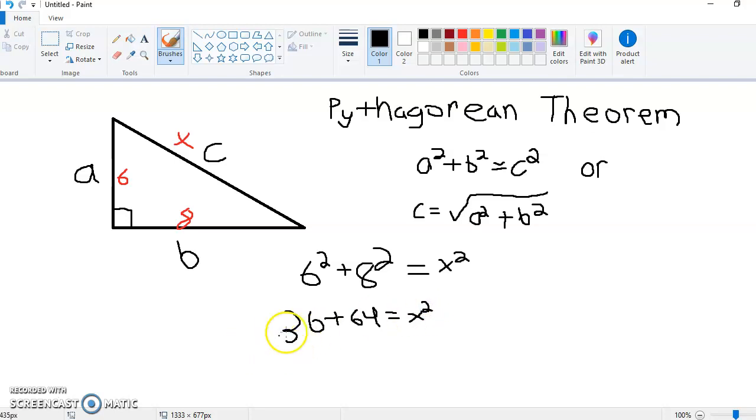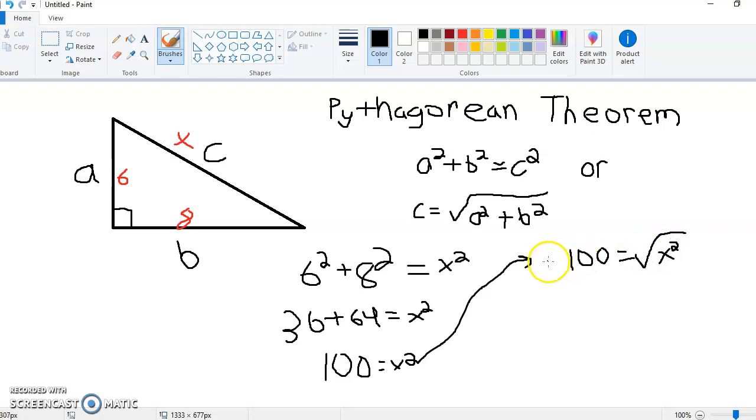Now, we can add these two together, and we get 100 equals x squared. Moving over here, now to get rid of the x squared, we will take both sides by the square root. So we take 100 equals x squared, and we square root both sides.